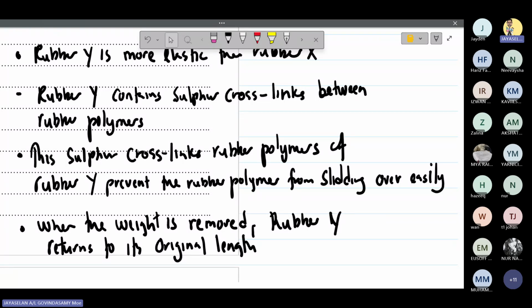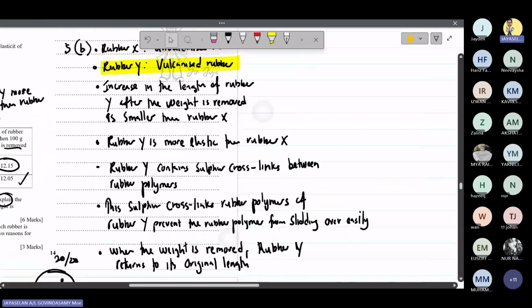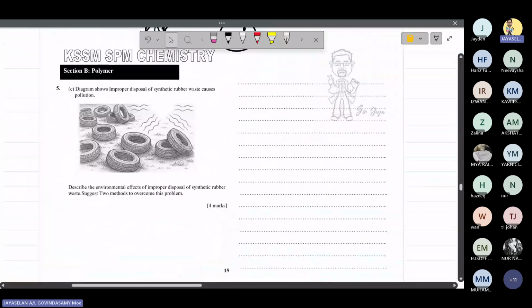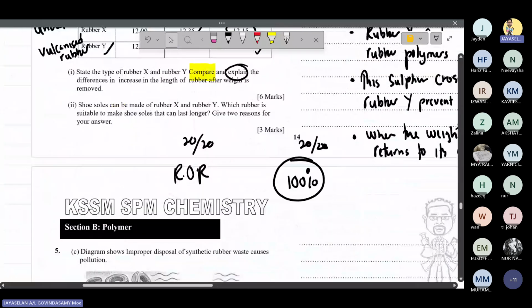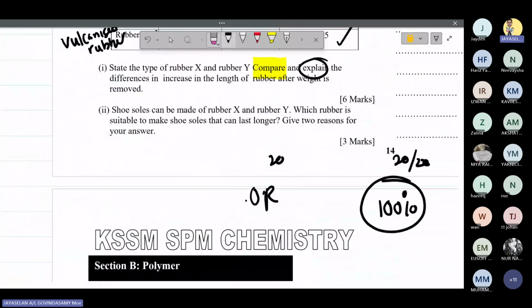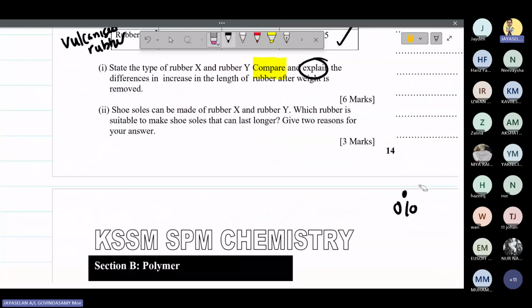Okay. All of you understand? Okay, so sudah. Okay, next one. We check this question. Okay, one more question here. Tire, shoe soles, tapak kasut, can be made up of rubber X or rubber Y. Which rubber is suitable to make shoe soles, tapak kasut, that can last longer? Give 2 reasons for your answer.